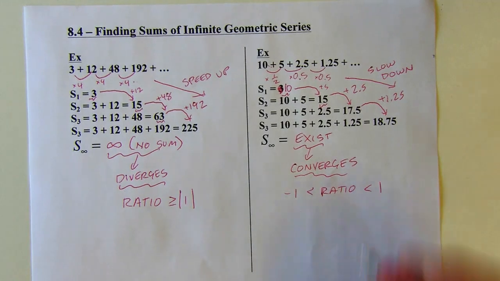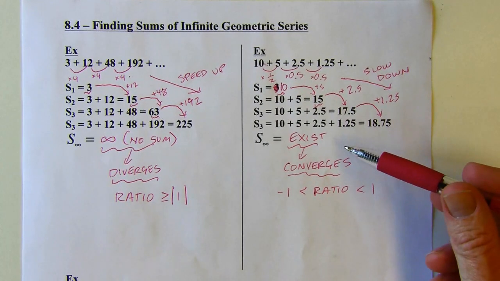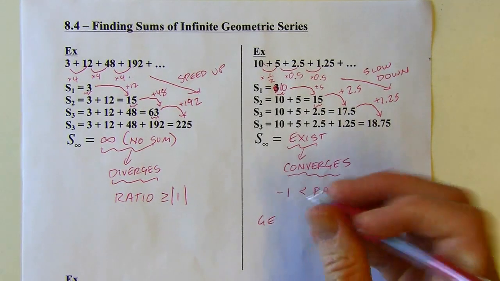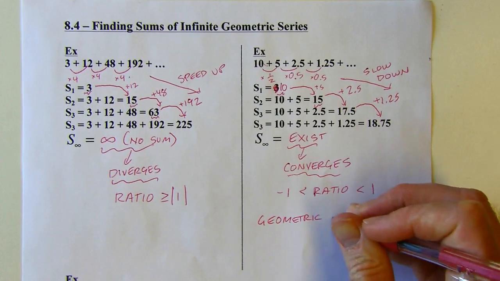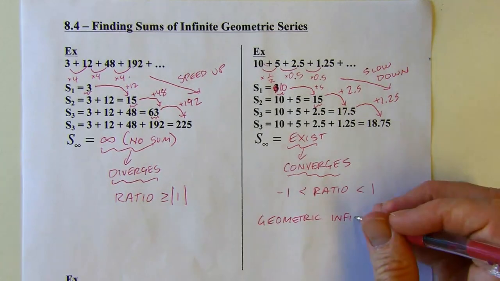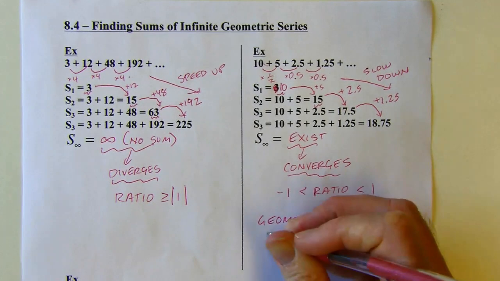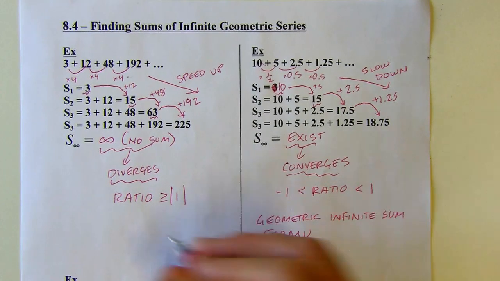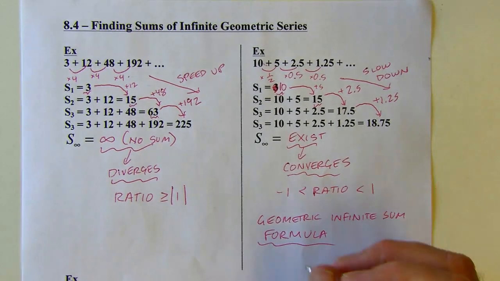There is a formula, but only for infinite sums that exist. So here's the geometric infinite sum formula. And I'm putting it over here in this column because you can't use it for diverging series. I mean, you can use it, but you'll get an incorrect answer. Okay, so here is the formula.